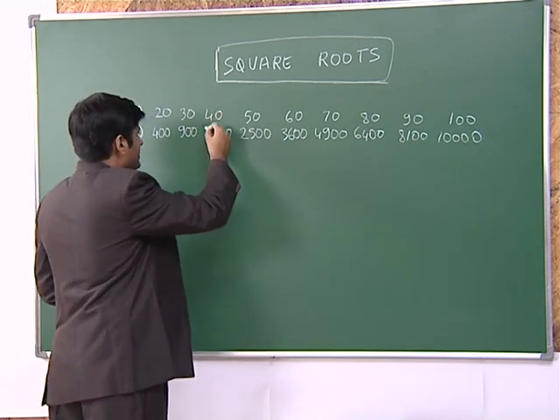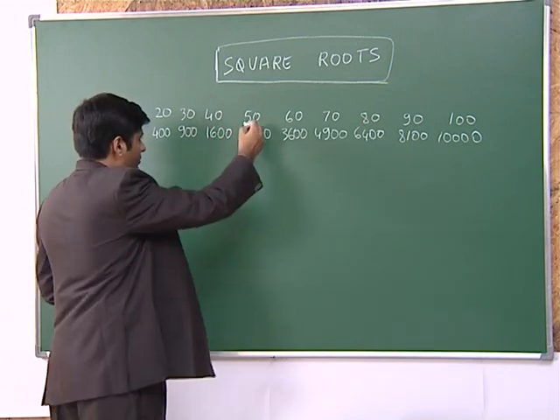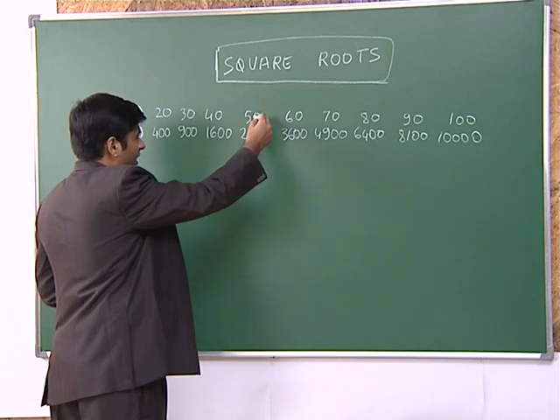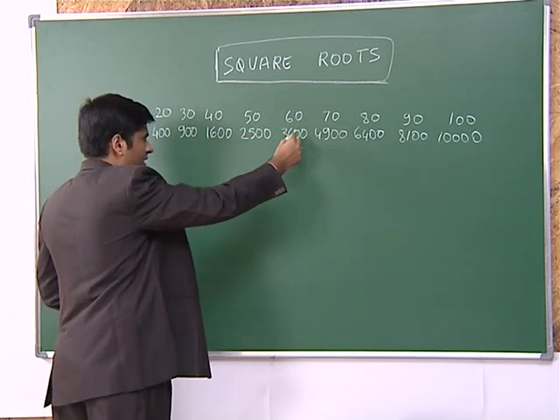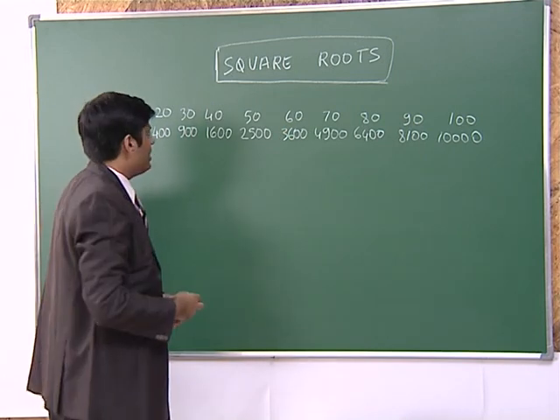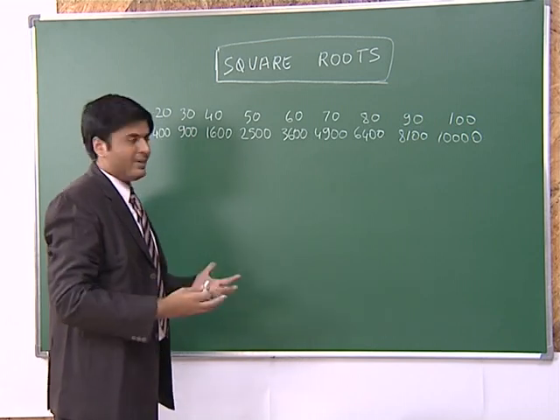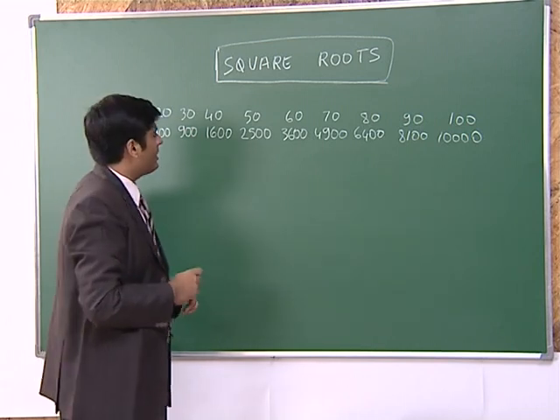If the square of 4 is 16, then 40 will be 1600. If the square of 5 is 25, then 50 will be 2500. If the square of 6 is 36, then 60 will be 3600. You need not copy or memorize this key. This is just for reference.